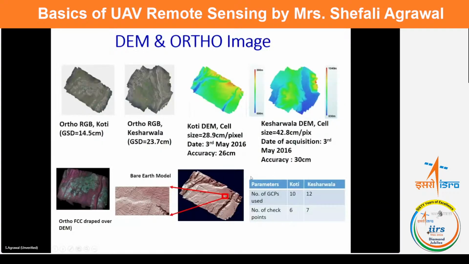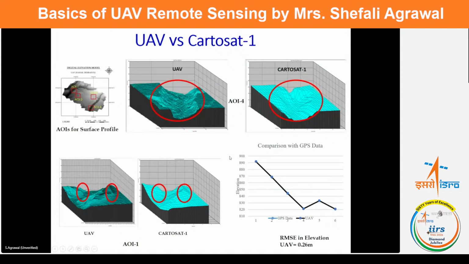This is another area where we tried to generate the data, at 14.5 centimeter spatial resolution. And this is a simple comparison of the digital elevation model generated using drone and Cartosat data sets. Cartosat has 2.5 meters resolution from a space-based platform. You can look at the terrain relief, the micro relief in the terrain, which can be visualized with drone, which is lost in the Cartosat.